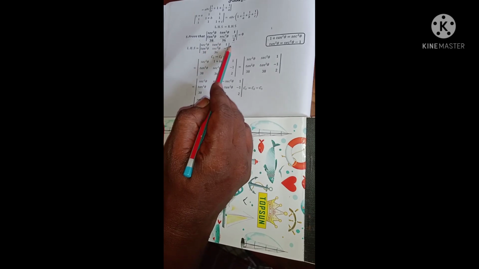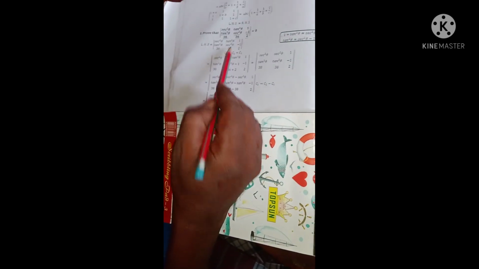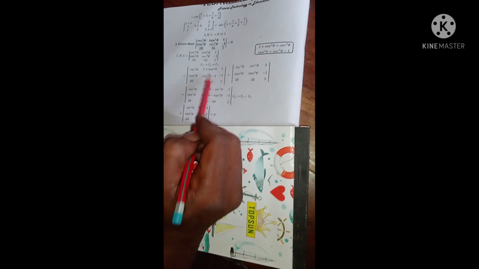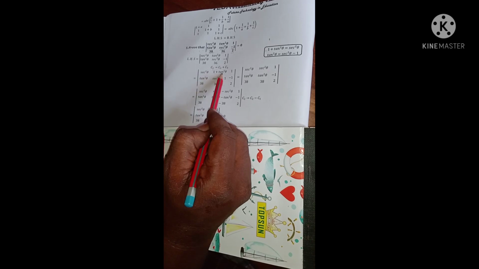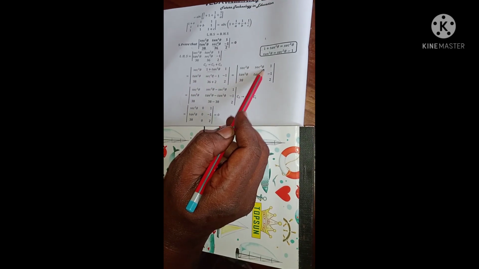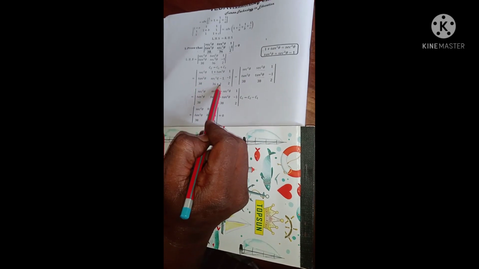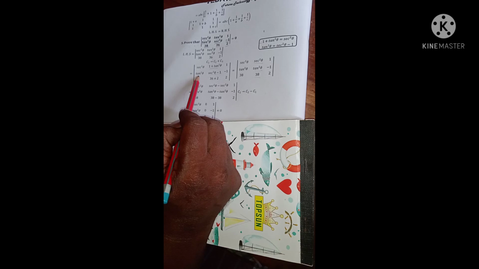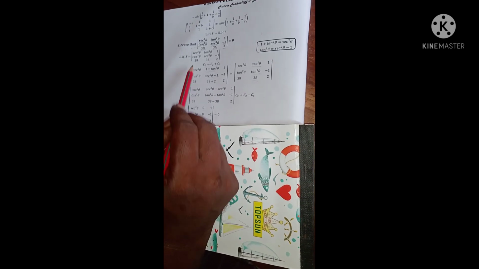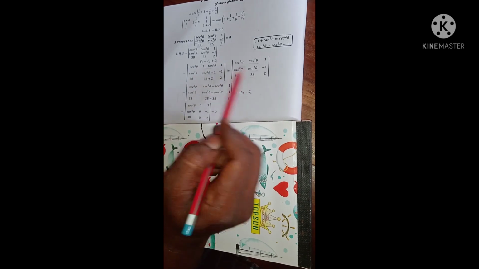If we add them, we get 1 plus tan² theta, sec² theta minus 1, and 36 plus 2. 1 plus tan² means sec². Sec² minus 1 means tan². 36 plus 2 is 38. The first column is the same: sec² theta, tan² theta, 38, that is C1. Then C3 is also the same: 1, minus 1, 2.